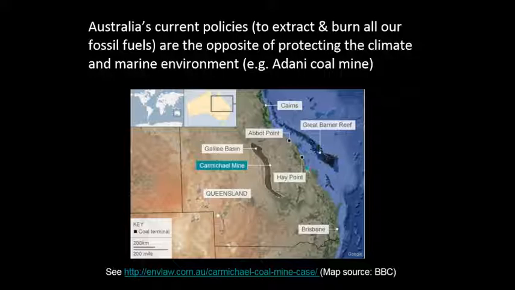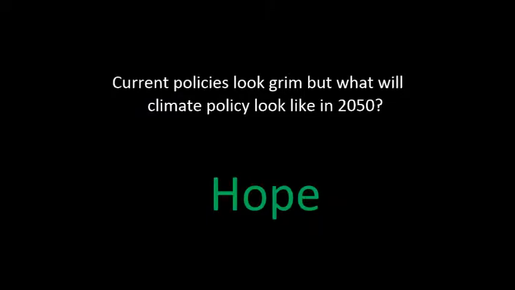So everyone would have seen the big campaign against the Adani mine going on at the moment. Basically, that mine will be one of the biggest coal mines in the world, just approved in recent years. That mine has been approved at every level of government in Australia. They both support it, Queensland and the federal government. If it can get its finance, it's going ahead. So we're still approving these massive developments of fossil fuels, which are the opposite of what we need to do. It's crazy, like literally crazy, if you actually want to protect things like the Great Barrier Reef. So the current policies look grim.